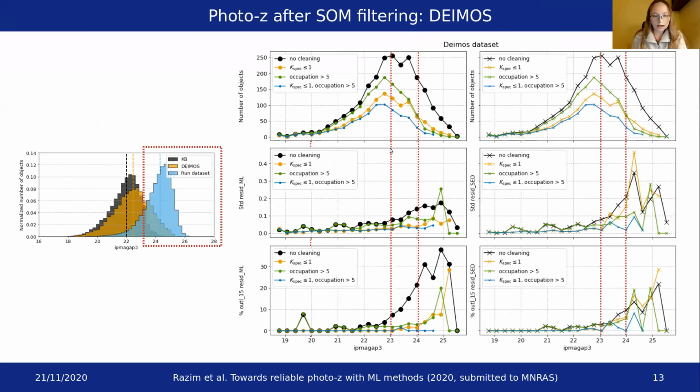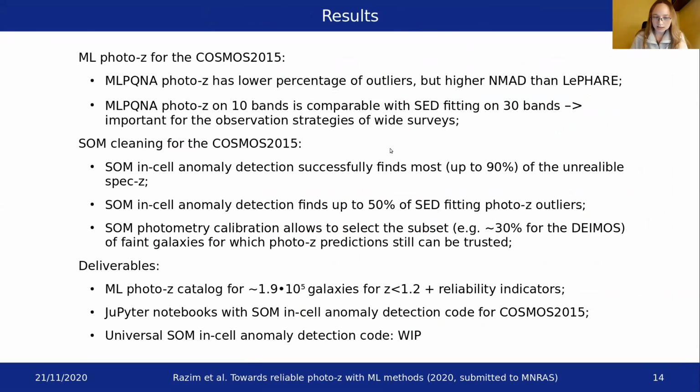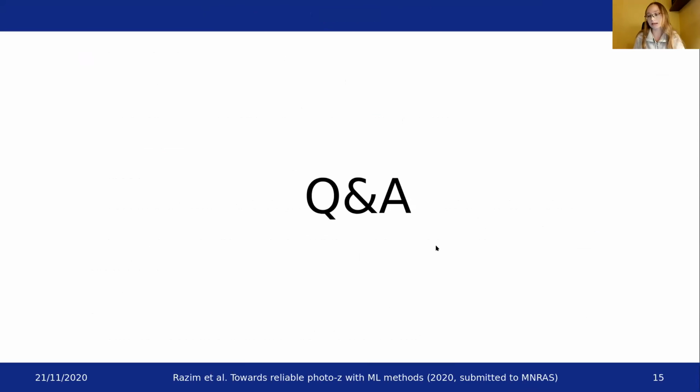So to conclude, with the methodology that we propose, we can solve three problems right away. We can reduce around 90% of unreliable spec-Z values. We can significantly reduce the percentage of mispredictions, the template-fitting photo-Z outliers. And we can guarantee that our machine learning method will be making predictions only for those objects for which it can make predictions. So I will conclude here. Thank you. Your questions.